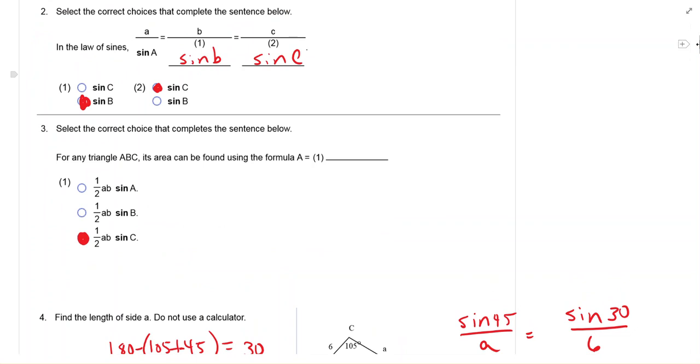For any triangle ABC, its area can be found using the formula A equals. Now, they all look similar, but the angle that you use to do the sine, those letters are not included here. So with sine B, you should have a c there. With sine A, you should have a c there. This is the only one that totally works.